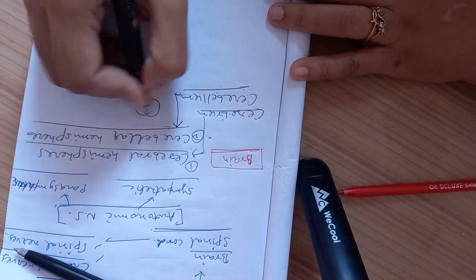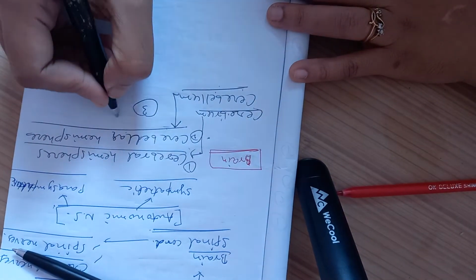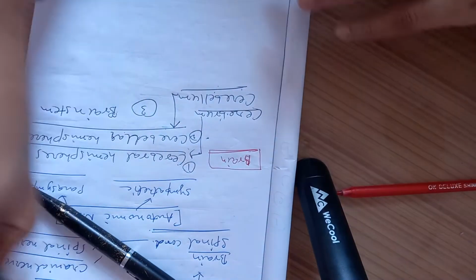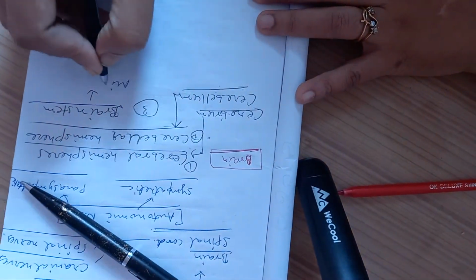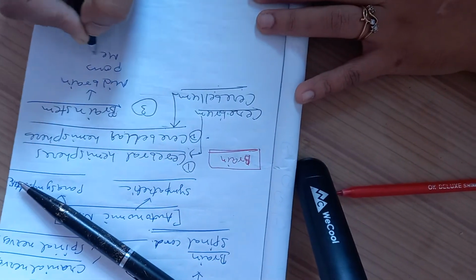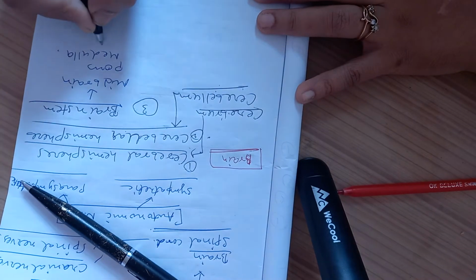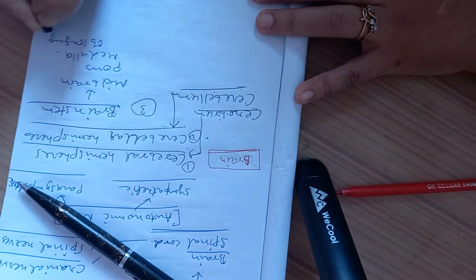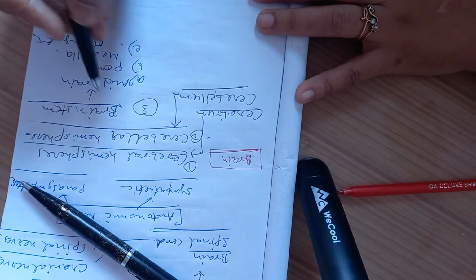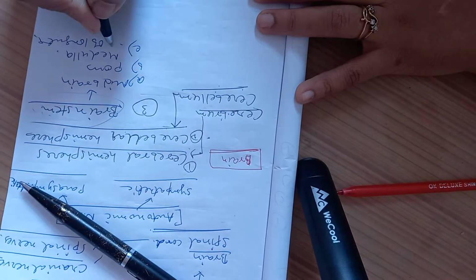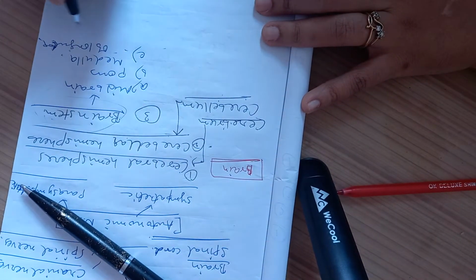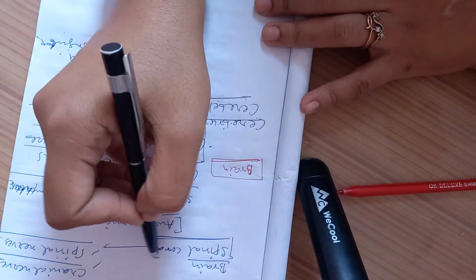Along with that, number 3, we have the brainstem. Now, the brainstem consists of the midbrain, pons and medulla oblongata. Midbrain, pons and medulla oblongata form the brainstem, and this medulla oblongata continues below the foramen magnum as the spinal cord. Okay.